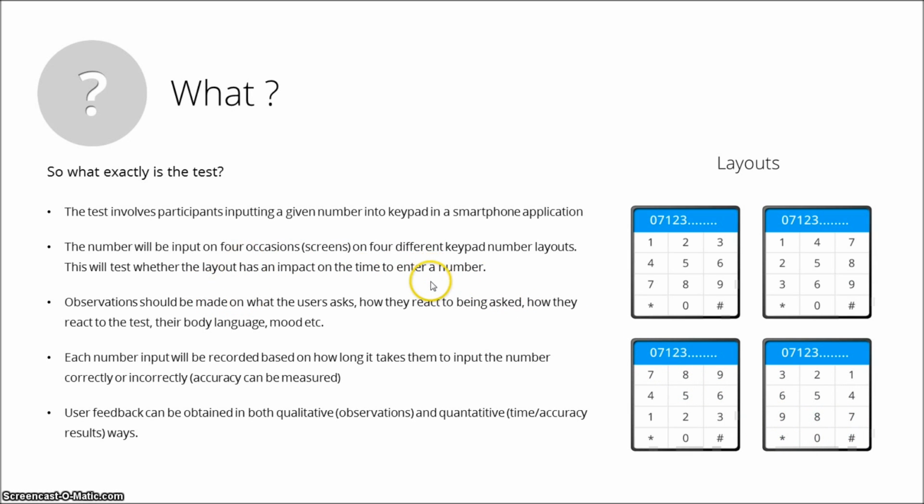So the test is actually going to test what impact each keypad layout has on entering a number, based on the time it takes them to enter it. And we're going to make observations based on what the users said and how they've reacted to the test, and their body language and their mood, etc. And then what we use is the user feedback, both qualitative, based on our observations, and quantitative, based on the time and accuracy of the results.